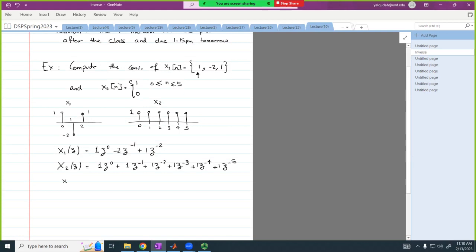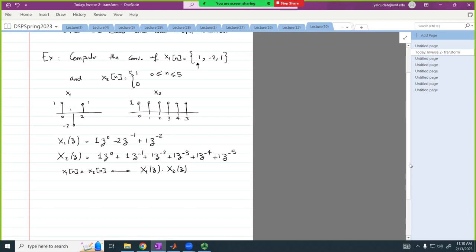Now x1 of n convolved with x2 of n is going to have a Z transform that is x1 of Z multiplied by x2 of Z. And therefore, if I multiply these together and put the similar terms together and cancel terms that cancel out, I'm going to get 1 minus Z to -1 minus Z to the negative 6 plus Z to the negative 7.